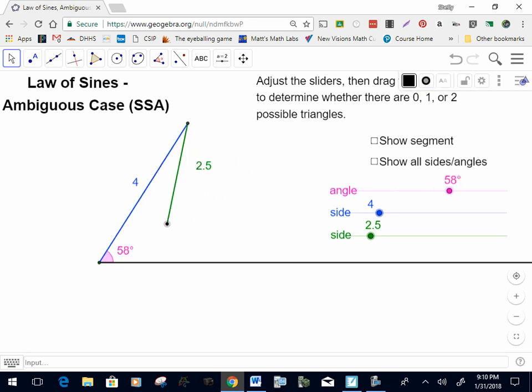So with this set of information that it gave us, no matter where I move that side, it's just not long enough to connect and make a triangle. So that's the reason we got an error. We got an error because it is impossible to build a triangle with that data. Okay, let's go back.